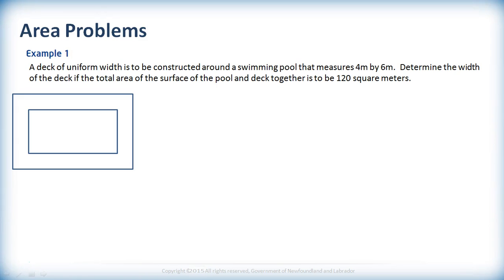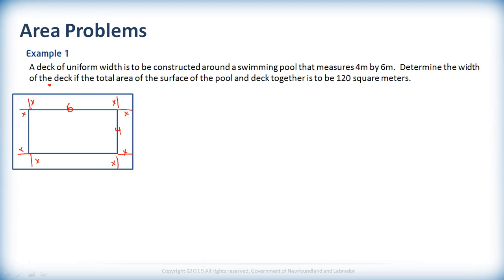Okay, first one is an area problem. It says a deck of uniform width is to be constructed around a swimming pool that measures 4 meters by 6 meters. So we have a swimming pool here whose longer side is 6 meters, shorter side is 4. And if the deck is uniform width, then I guess we can call it x all the way around. Seems to make sense to me. Doesn't matter which corner we pick, we're going to have x and x all the way around this thing.